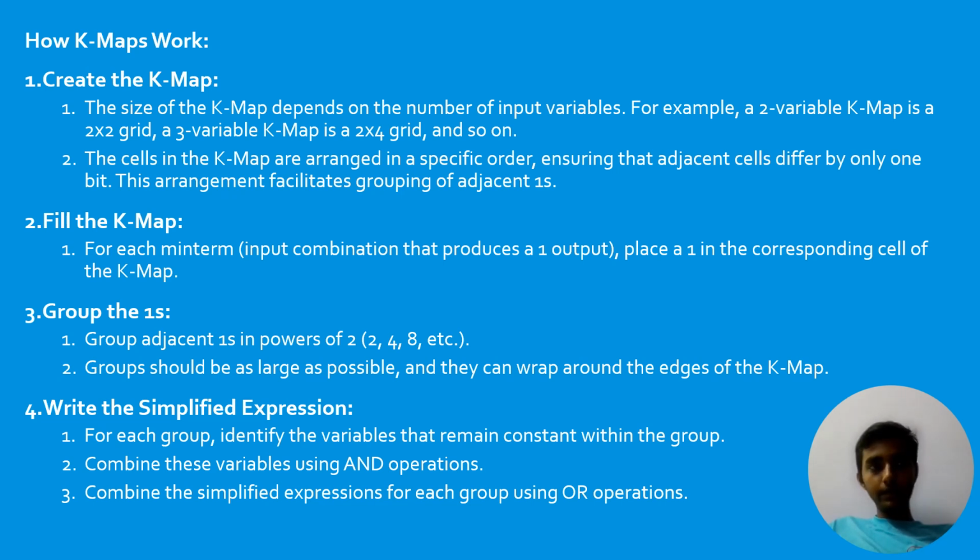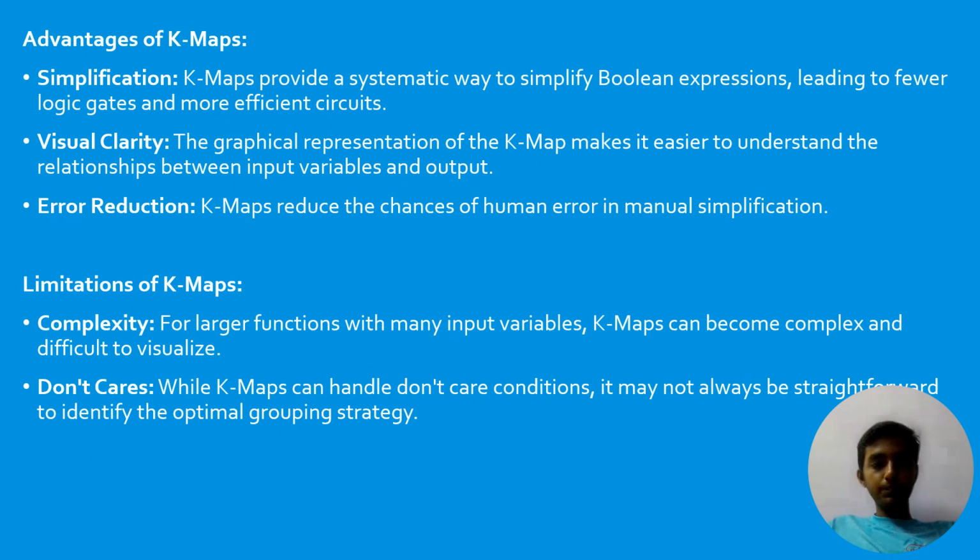Write the simplified expressions. For each group, identify the variables that remain constant within the group. Combine those variables using AND operations. Combine those simplified expressions using OR operations. Like I said, for each group we have to identify the constant variables, then combine those variables using AND operations, then combine those simplified expressions using OR operations.